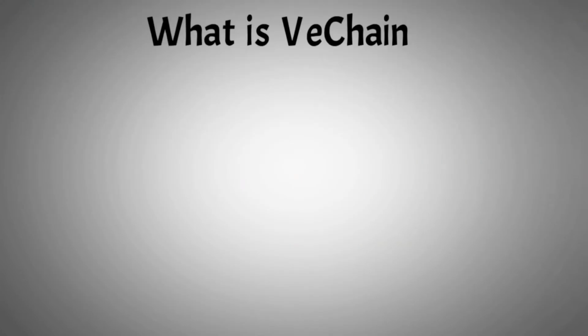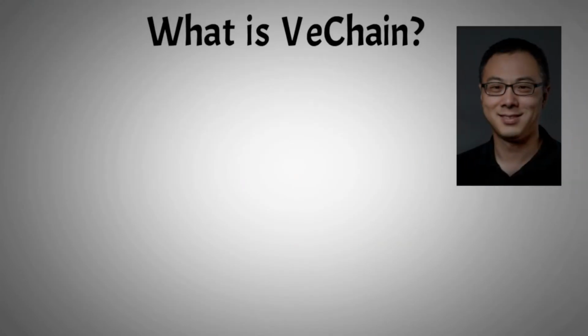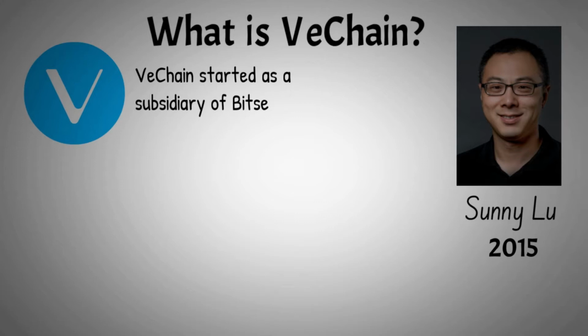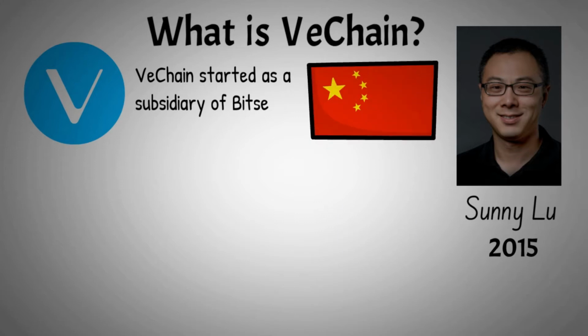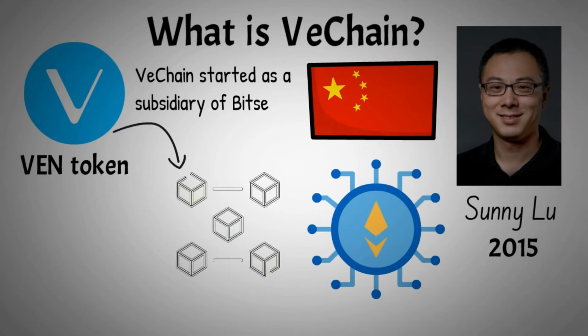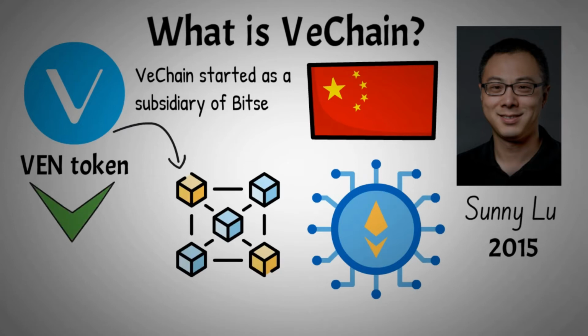What is VeChain? The VeChain network was founded by Sunny Liu in 2015. VeChain started as a subsidiary of BitC, which is one of the major blockchain firms in China. It was initially introduced on the Ethereum network. At that time, its native token used to be the VEN token. In 2018, VeChain migrated to its own blockchain and relaunched itself. It was at this moment that the VEN blockchain became VeChainThor, also known as VET or the VET blockchain.